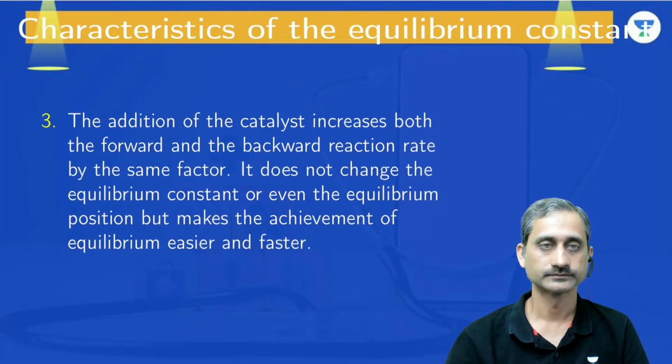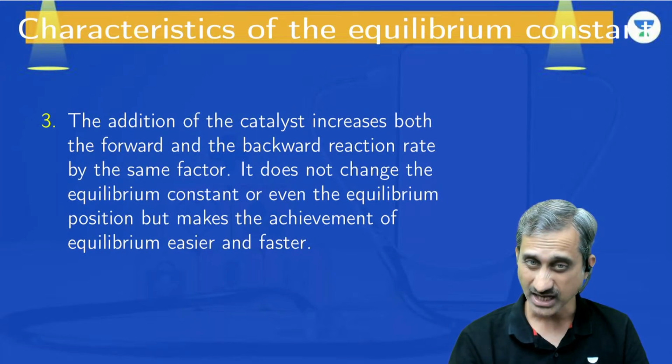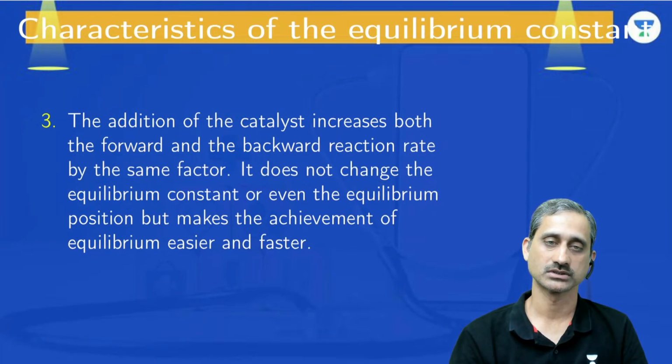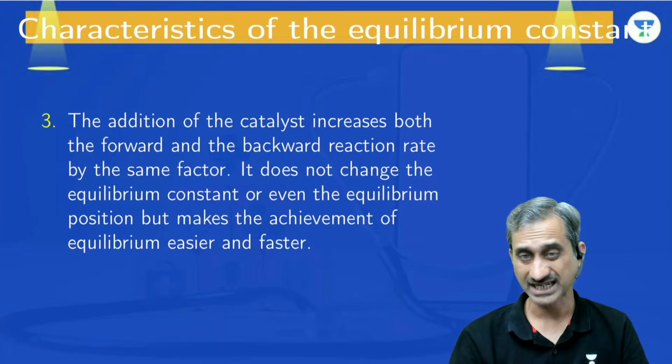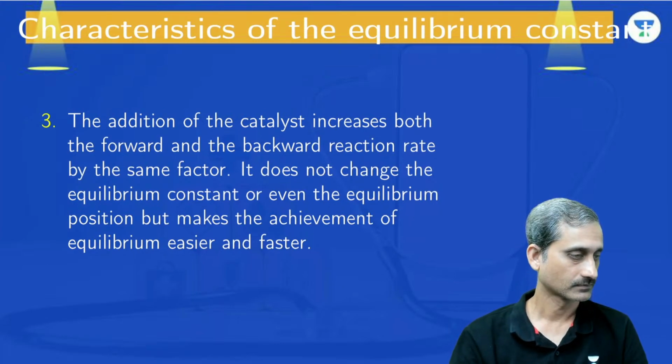Okay. Clear? The catalyst does increase both the forward and the backward reaction rate by the same factor. It does not change the equilibrium constant or even the equilibrium position, but makes the achievement of equilibrium easier and faster. So that is the purpose of the catalyst. It does not affect the equilibrium constant. Fine.